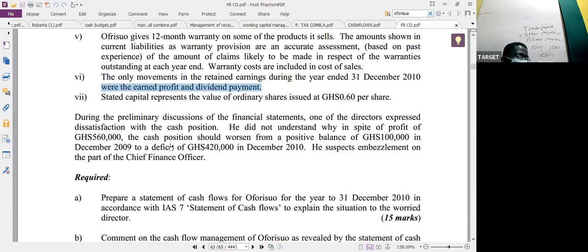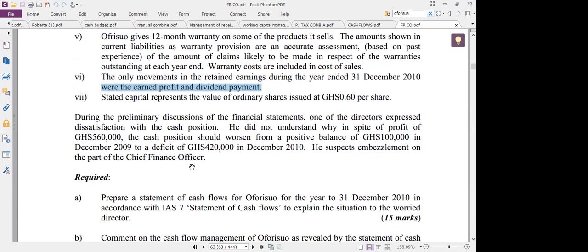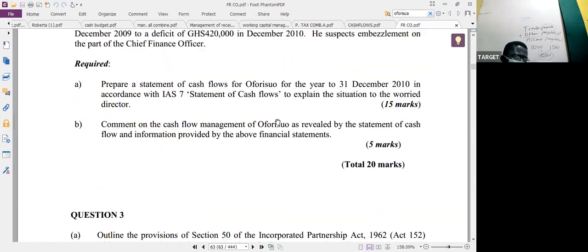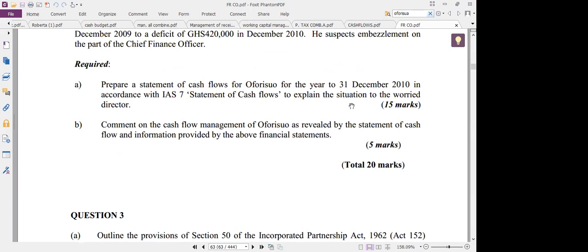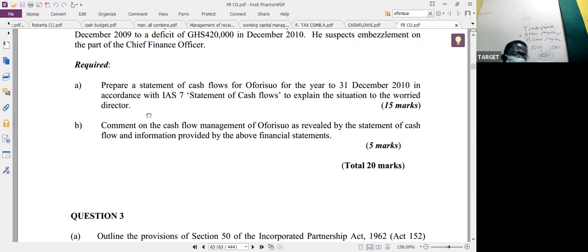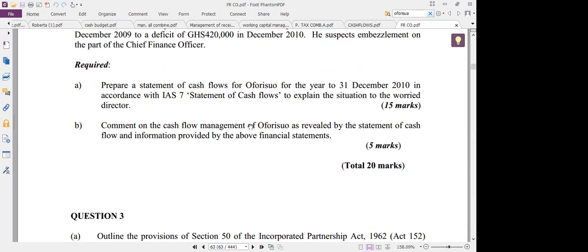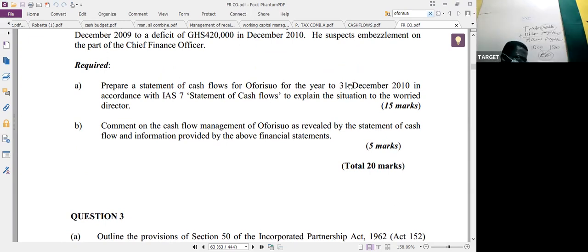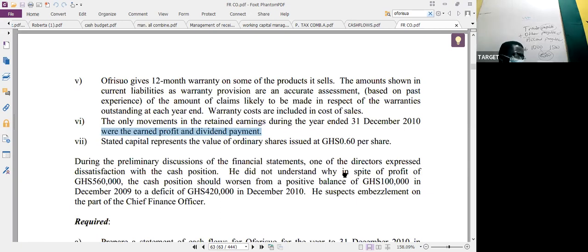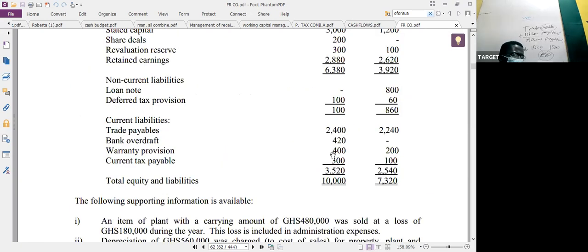So this section, after our cash flow statement, take note that the examiner said that we should use the cash flow to explain the situation to the worried director. So after your computation, explain to the worried director that, from the computation, the chief financial officer has not invested any funds. Then you explain, go further. Why is it like that? How do we get it? That's all. So I'm done with the footnote. So I'm able to scan the footnote.